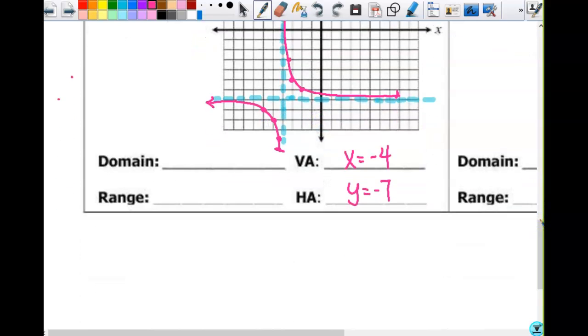So I should be able to get my domain. I'm going from negative infinity to negative 4. Notice how that matches my asymptote over there. And then negative 4 to infinity. My range goes from negative infinity to negative 7. Notice how that matches my asymptote. And then negative 7 to infinity. Any questions at all?